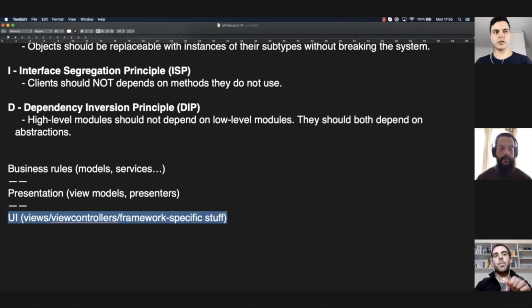Yes. If you want to create a reusable view that is independent of business rules and presentation, then it should not depend on them. For example, UILabel is a view. Does it depend on your presentation layer? No. Does it depend on your business rules? No. It can be used by anyone in any context. It doesn't depend on models. Right.